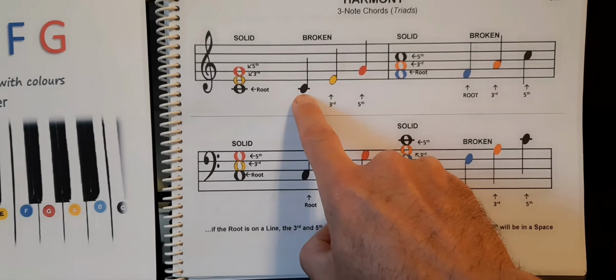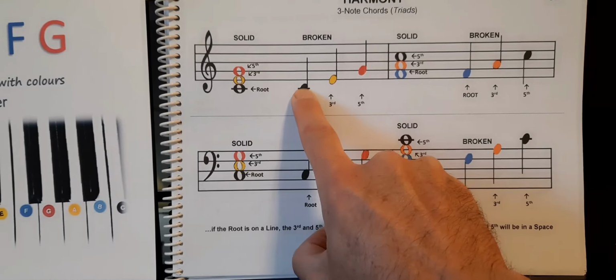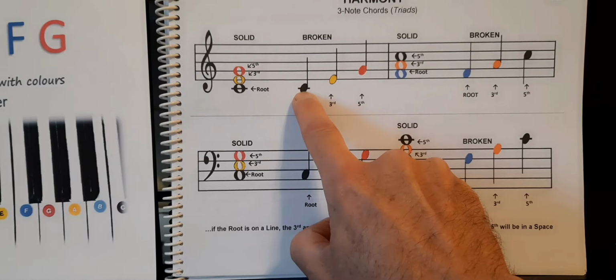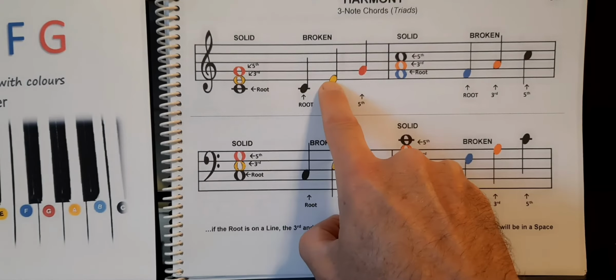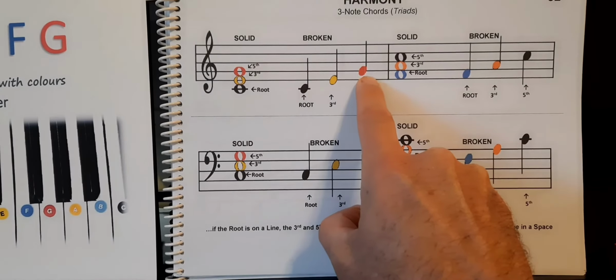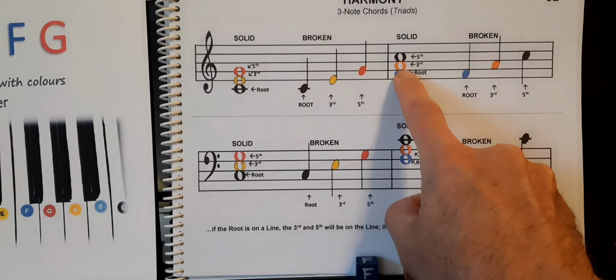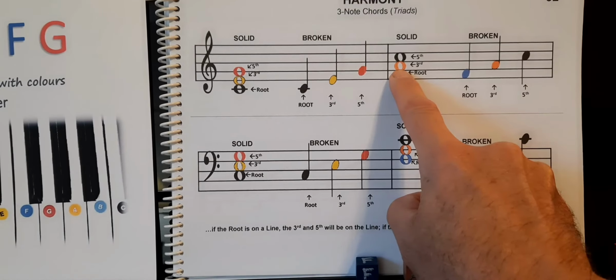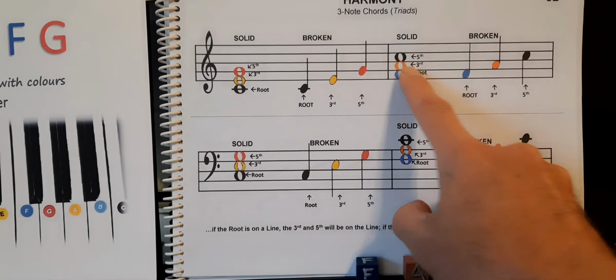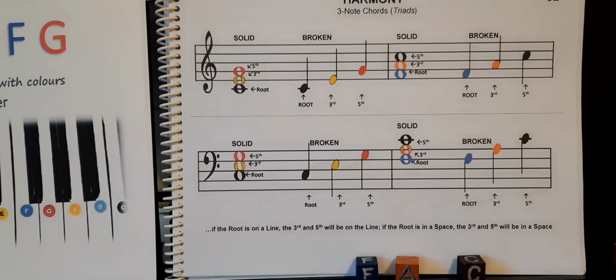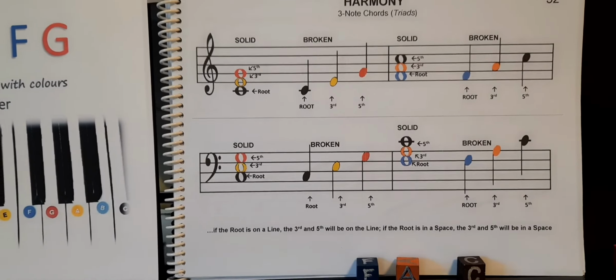So this middle C is on what is called the ledger line. So we have to draw a special line below the staff. E is on the first line. G is on the second line. F is in the first space. A is on the second space. C is on the third space. So this is actually page 52 of my book.